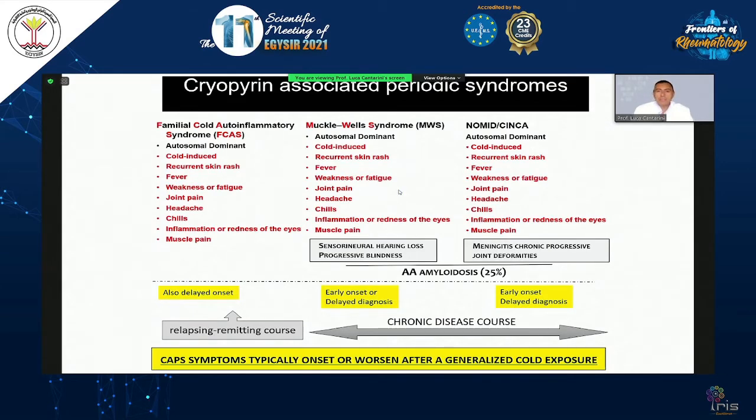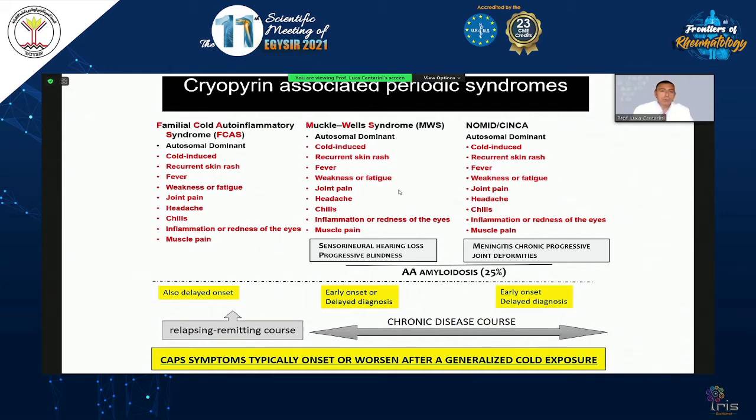Finally, the cryopyrin-associated periodic syndromes are 3 phenotypes of increasing severity, from the mildest, the familial cold autoinflammatory syndrome, to the intermediate, the Muckle-Wells syndrome, to the most severe phenotype, the NOMID-CINCA syndrome. The three phenotypes share the urticarial skin rashes, the fever, the weakness, the bone pain, the headache, inflammation of the eye and muscle pain.